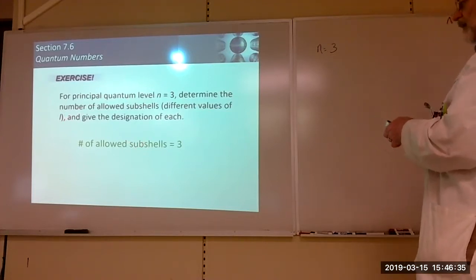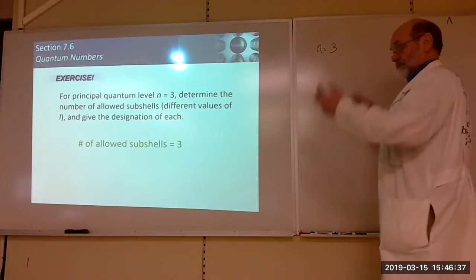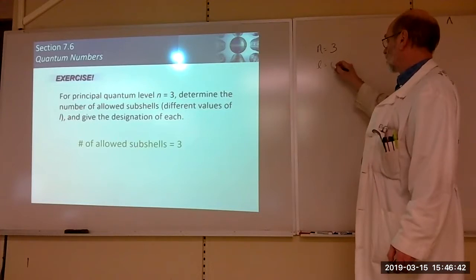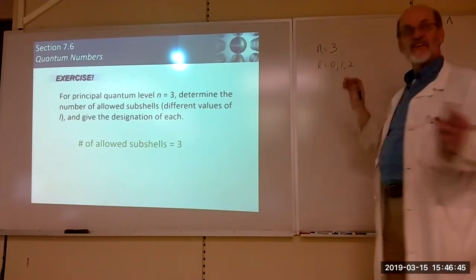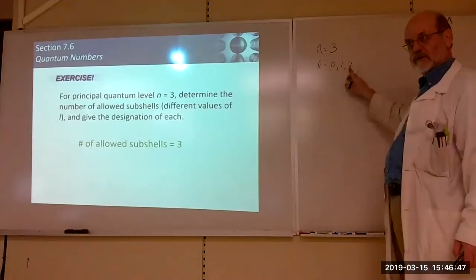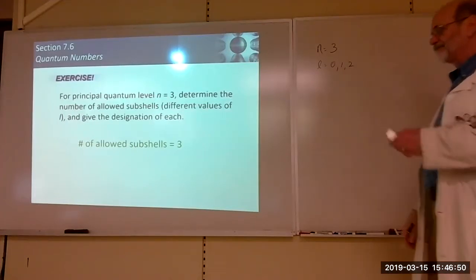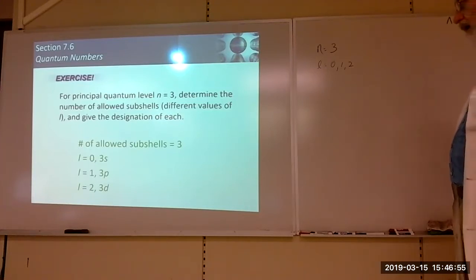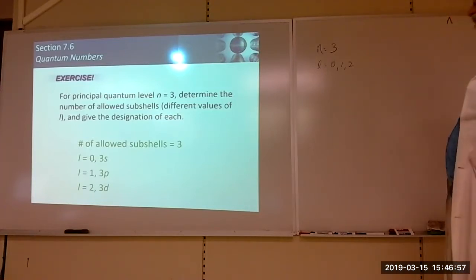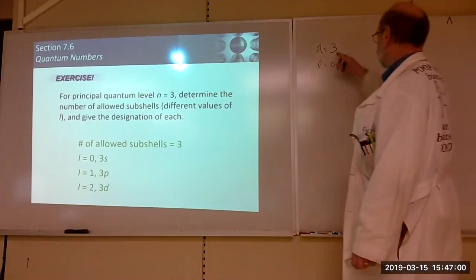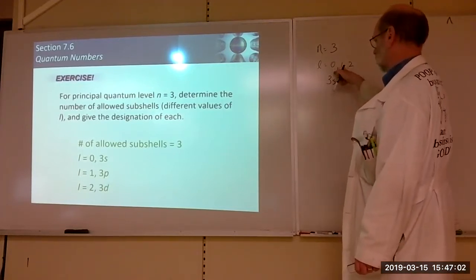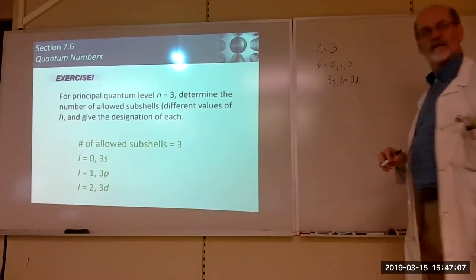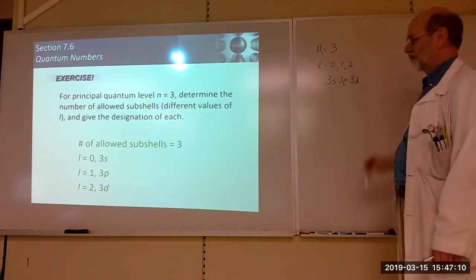Oh, I have the answer already. Well, okay, it's equal to 3, right? l can be 0, 1, 2, that's it. And n minus 1 is the highest one. Okay? And give the designation of each. So this would be 3s, 3p, 3d. s, p, d.